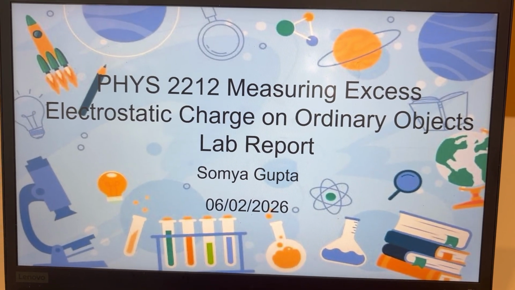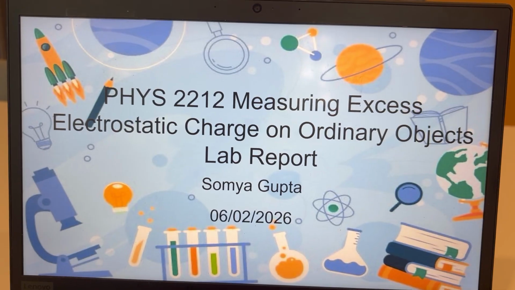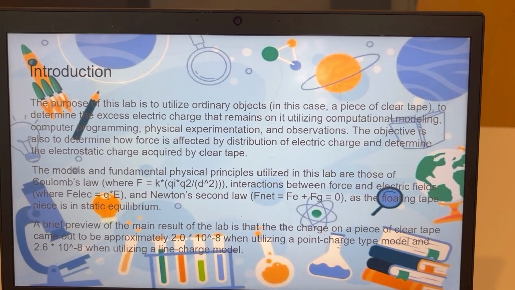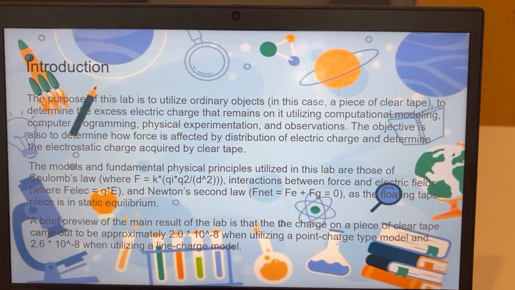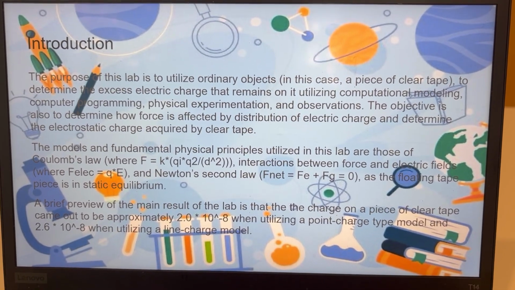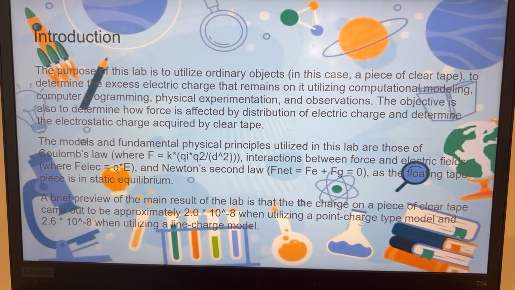This is a Physics 2212 Measuring Excess Electrostatic Charge on Ordinary Objects lab report. The introduction of this lab is to utilize ordinary objects, in this case a piece of clear tape, to determine the excess electric charge that remains on it, utilizing computational modeling, computer programming, physical experimentation, and observations.